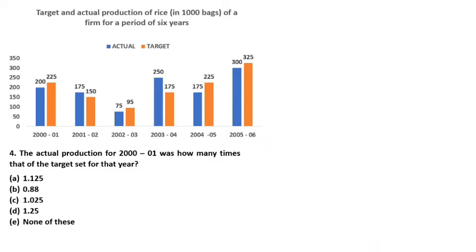In 2000-2001, the actual production is 200. So this 200 is how many times of the target set? The target set for that year is 225, so we have to divide. 200 is how many times of 225? Here you can cut it with 8, here you can cut it with 9. That is 25 8 times, 25 9 times. We are cutting it with 25.